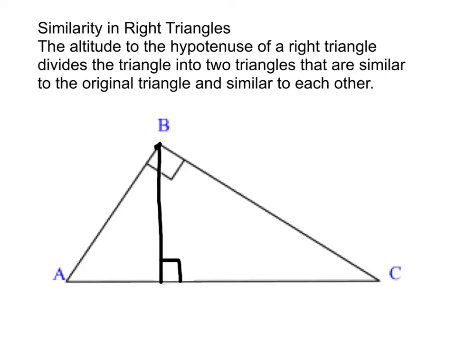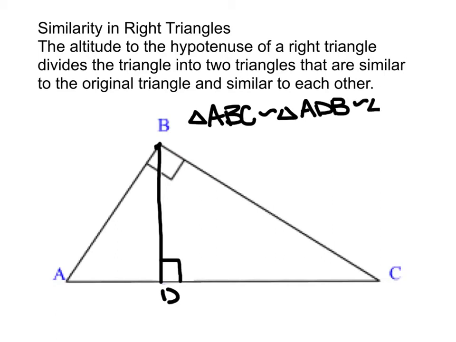Since I'm doing this in a right triangle, I know, and I'm going to go ahead and label this point here D, that this triangle on the left, this triangle on the right, and the entire big triangle are similar to each other. So what this is saying is that triangle ABC is similar to triangle ADB, and that's also similar to triangle BDC.